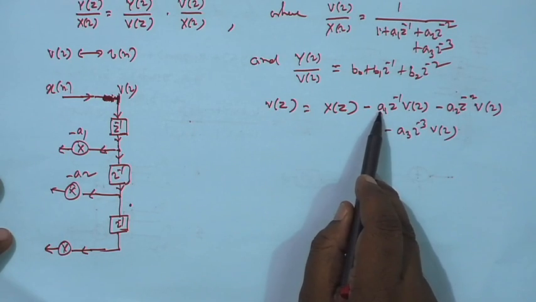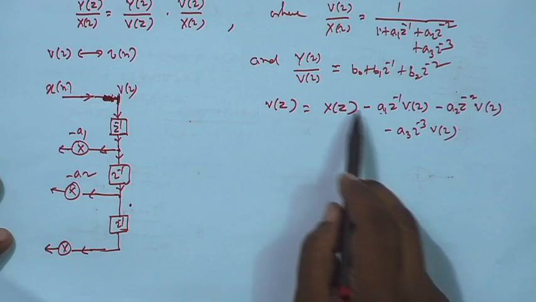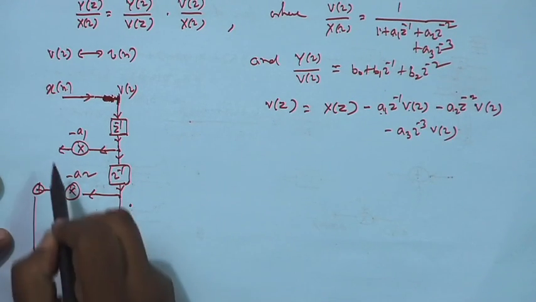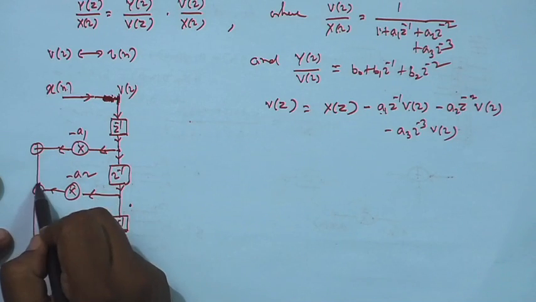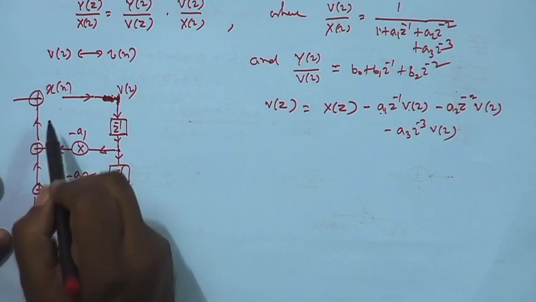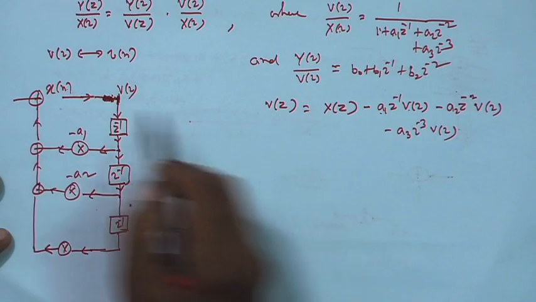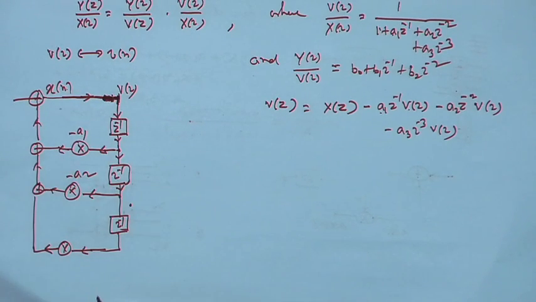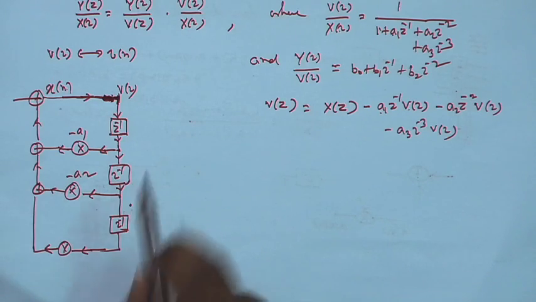After minus has been absorbed in A1, A2, A3, they have to be added now. So, you add this result, you add with this, and then you add with this. Whatever you get, that is V(z). So, now draw this line. So, V(z) generated. This is your V(z).